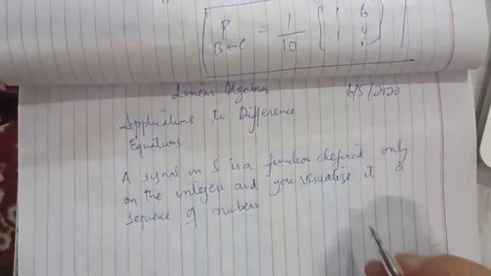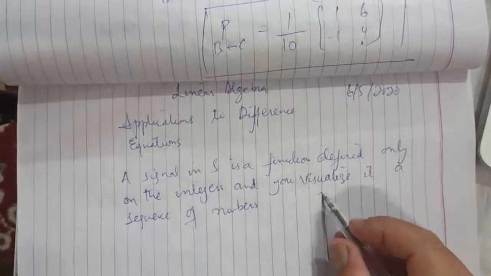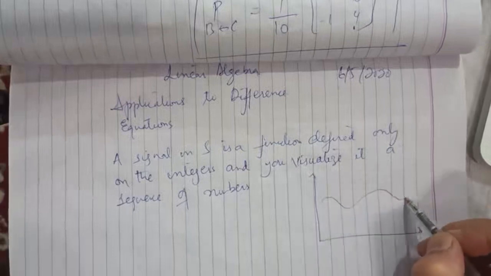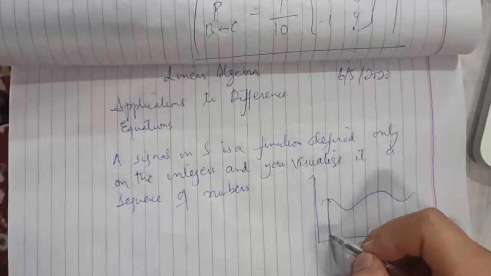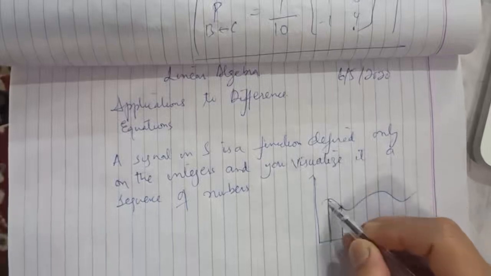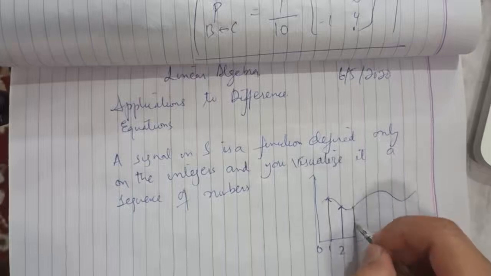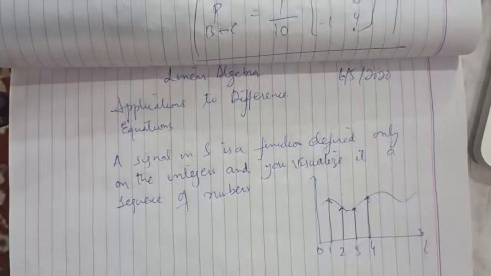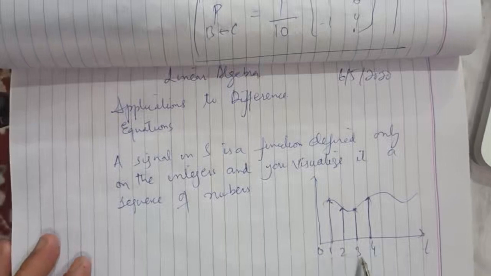So what you do is you have an analog or continuous signal, for example an audio signal, which may be changing up and down. You sample the signal at a discrete set of times, say 0, 1, 2, 3, 4. It means the signal values only exist at these discrete times.